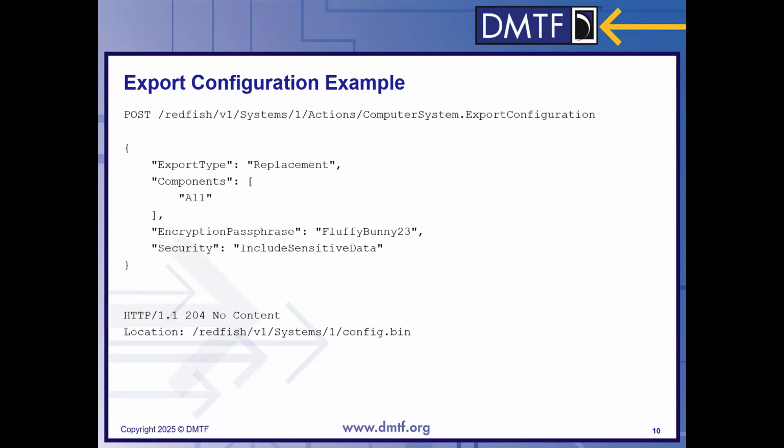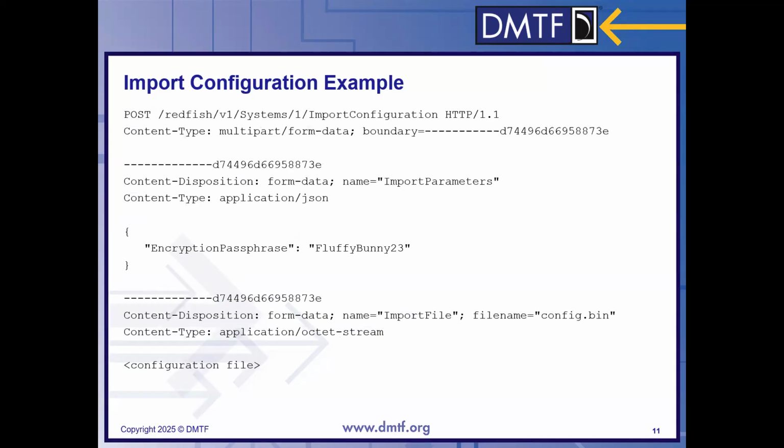And in this case, it's also requesting to encrypt the file. So if you have sensitive data in the configuration file, you may want to protect that to some extent. And so having an optional passphrase and specifying that sensitive data is included. And so the response back from this contains a location to a URI of the file to download. So after you get back your successful response, you could go to the location header URI and download the configuration file.